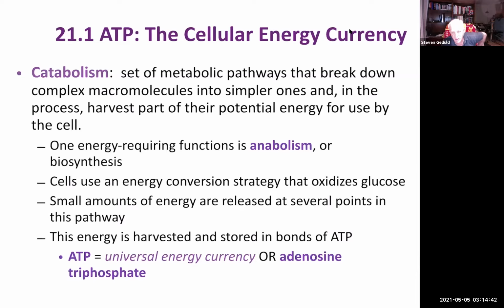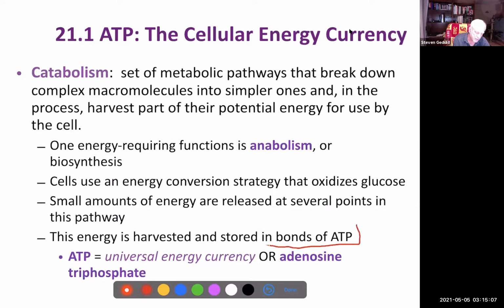Cells use an energy conversion strategy that oxidizes glucose. So we oxidize glucose to produce ATP. We'll show you how we run that through glycolysis and through the Krebs cycle and how we use that to produce ATP in the body. Small amounts of energy are released at several points in this pathway as glucose is broken down. The energy is harvested and stored in the bonds of adenosine triphosphate. It has 3 phosphate groups, and those are high energy bonds.